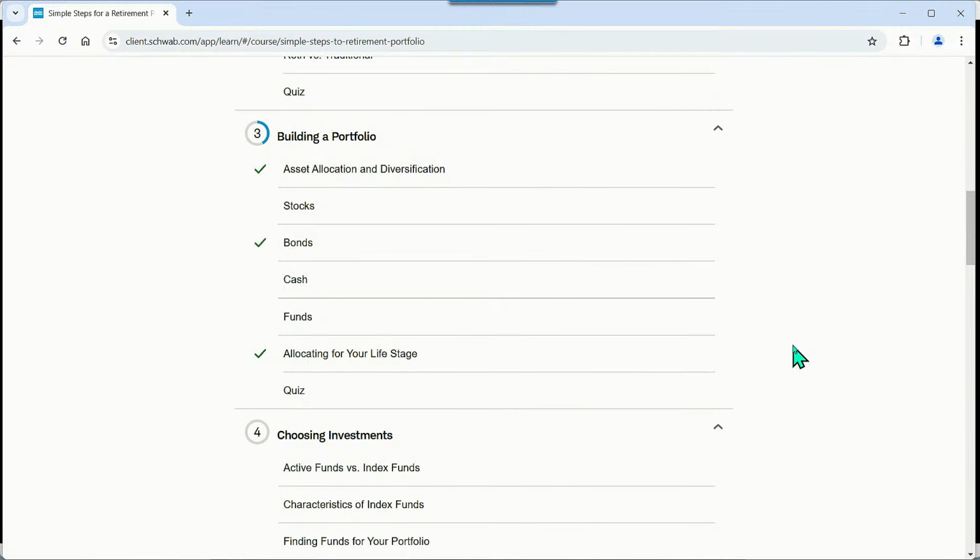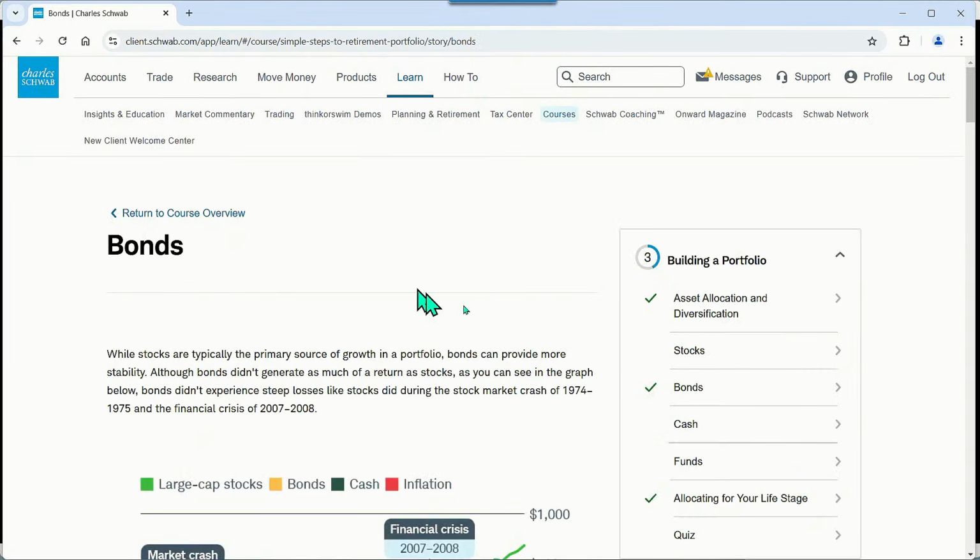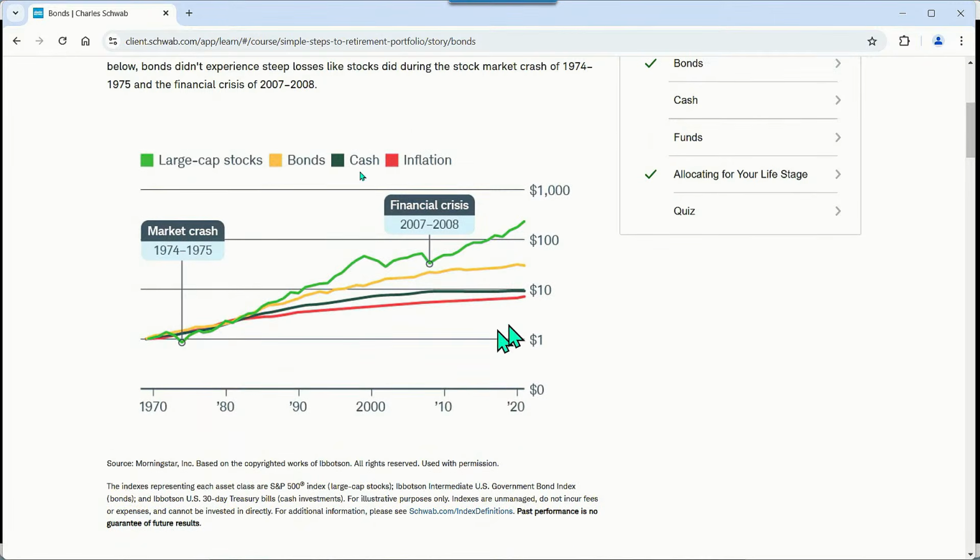And there's a couple of pages here I want to show you. One reason why people invest in bonds is this. I'm just going to go to this Building a Portfolio section. I'm going to click on the bonds area. And here's a graph. And this graph isn't the ideal graph, I don't think, because it's hard to tell.